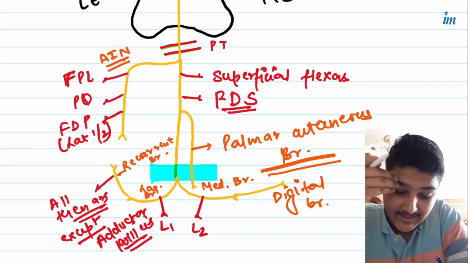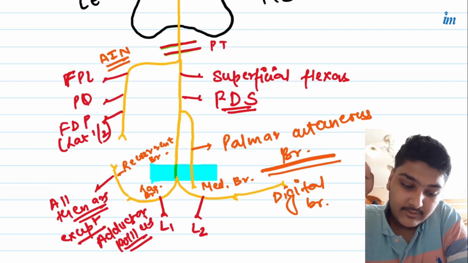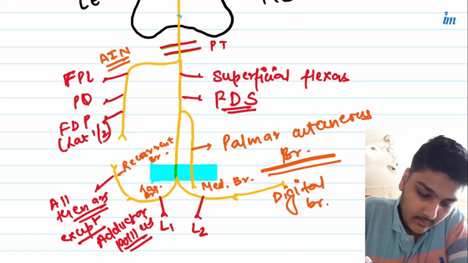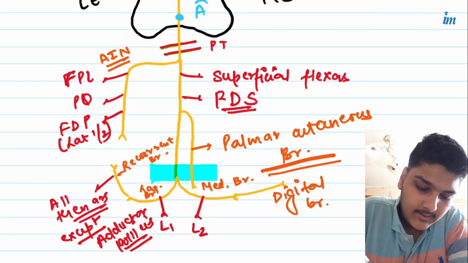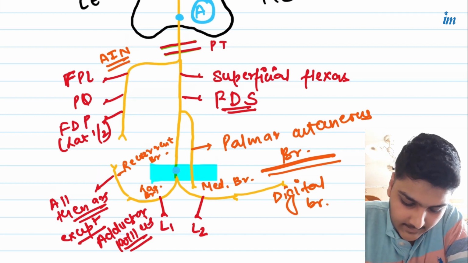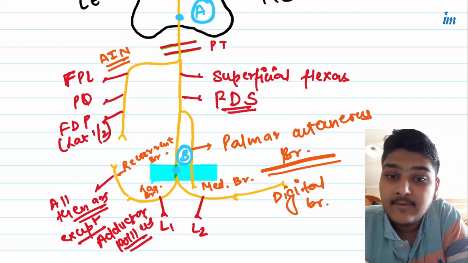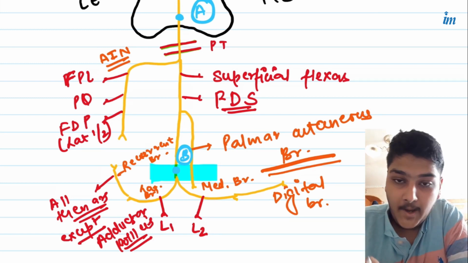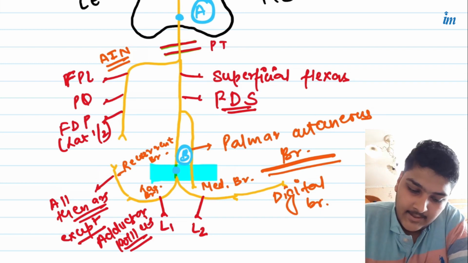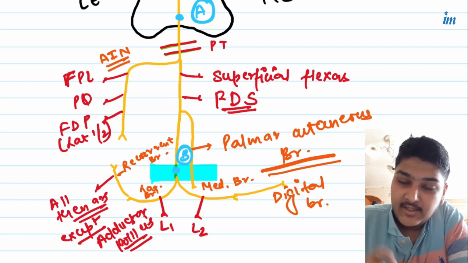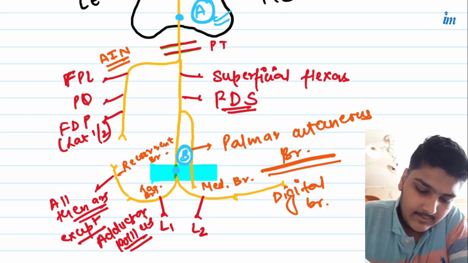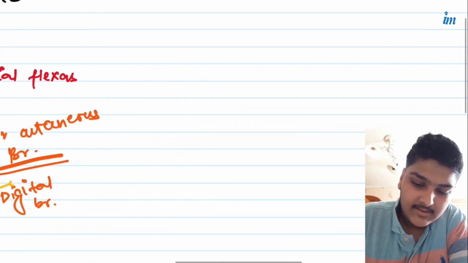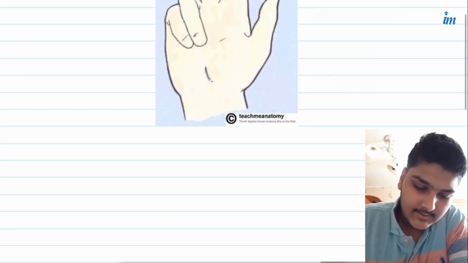Now let's see what the injuries related to the median nerve are. Let's say there are 2 points of injury. One is here, the higher point, let's call it A, and the other one is here, B, that is in the flexor retinaculum or carpal tunnel. Right, now let's see what occurs when the injury is at point A. Here you can see that the entire median nerve is gone. If the injury is at A, the entire median nerve will be gone. Therefore, what will be the manifestations? For that, let's see an image over here first.